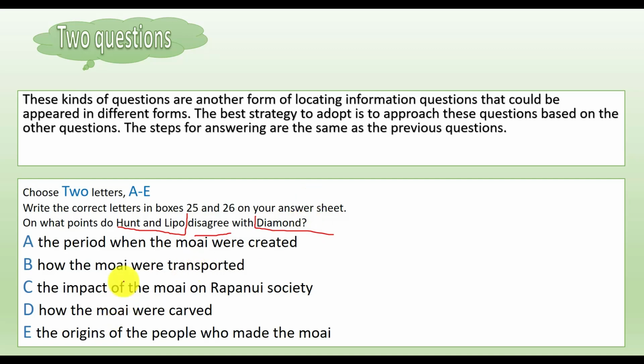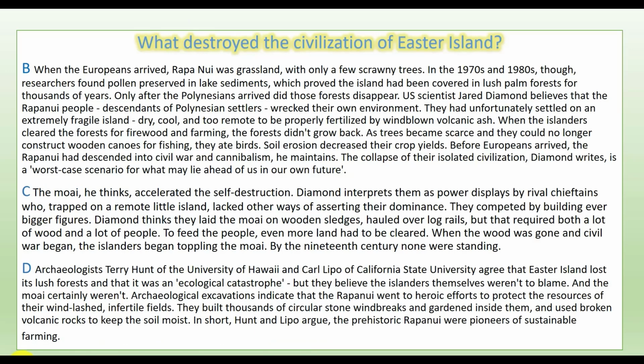Okay, now let's select our keywords. The period when the Moai were created. The second option is about how the Moai were transported, their transportation. The impact of the Moai on Rapa Nui society, it's about their impact on society, and how Moai were carved, and the origins of people who made the Moai. Now let's go to the next slide and find Diamond and the two other scientists.